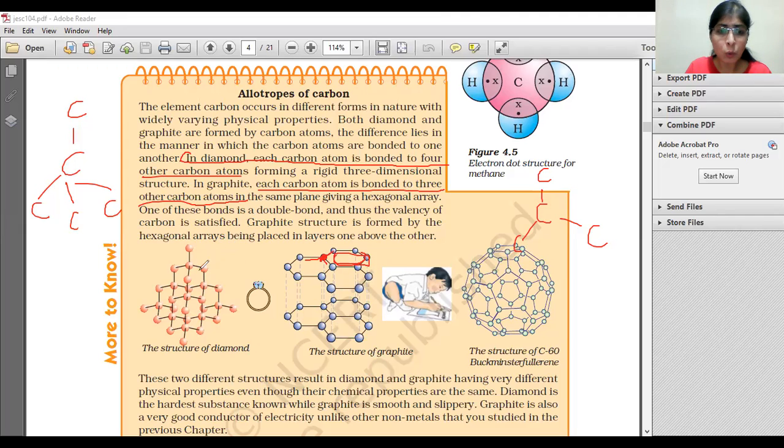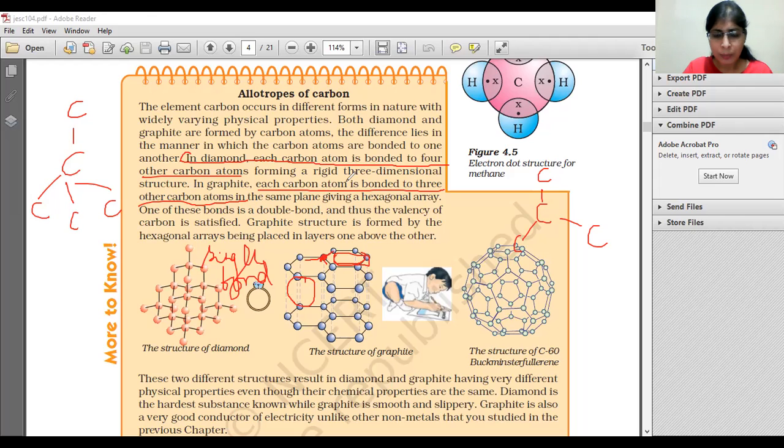Second difference is that only single bonds are present in diamond. All the bonds are single bonds, and in case of graphite you can see that there must always be a double bond present to complete the valency, because one carbon is attached to 3 carbon atoms, so there is 1 electron left, and that electron goes to the pi bonding, meaning double bonding. So graphite structure is formed by the hexagonal array being present in layers one above the other.